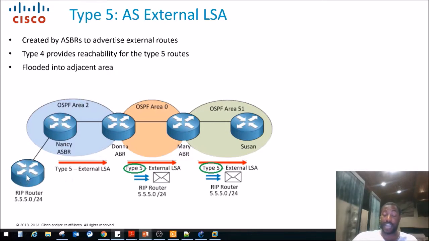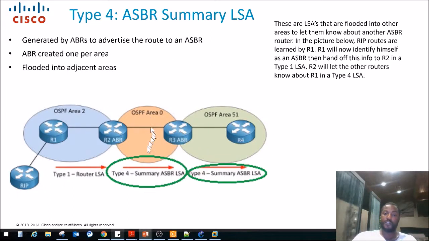So it sounds like it's a Type 4. However, it's generated by the ASBR, flooded into these other areas, and then that's when he goes, oh, okay, I got an RIP route, and hands it off. So the difference between these two is it just lets him know about the ASBR. Router 1 is the ASBR in this case. He floods his router LSA or Type 1 LSA, and then he just floods these guys, to let them know, hey, I know about this information about an ASBR.